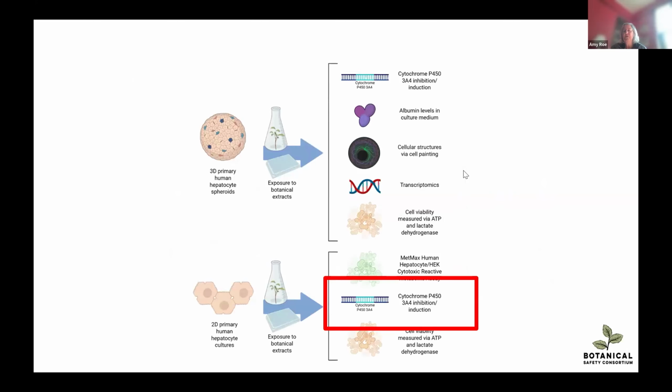So next, we move on to looking at cytochrome P450 inhibition and induction. We'll start with the 2D hepatocytes. And we only looked at 3A4. That's primarily because, from a resource-limiting standpoint, we chose to look at one P450 to begin with, 3A4 being the one that's probably most involved in, of course, drug metabolism, and has probably the highest levels in liver. We chose to look at 3A4.